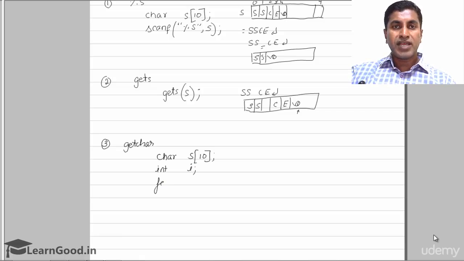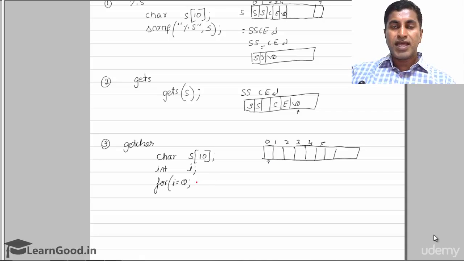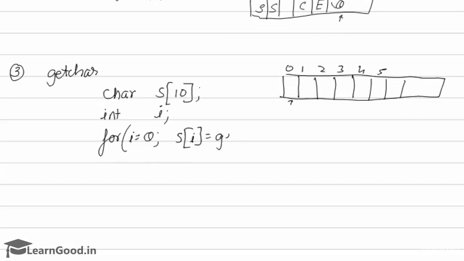So here, take a for loop where you initialize your i value equal to 0. That is, i is pointing to the first location, and I will read that first location value by giving s of i is equal to getchar. So getchar reads a single character. The cursor will be hidden on the screen.